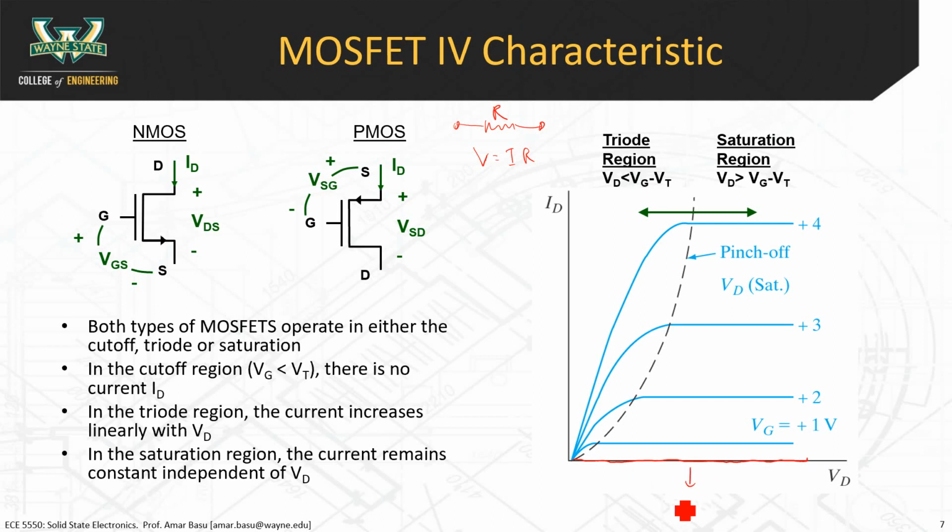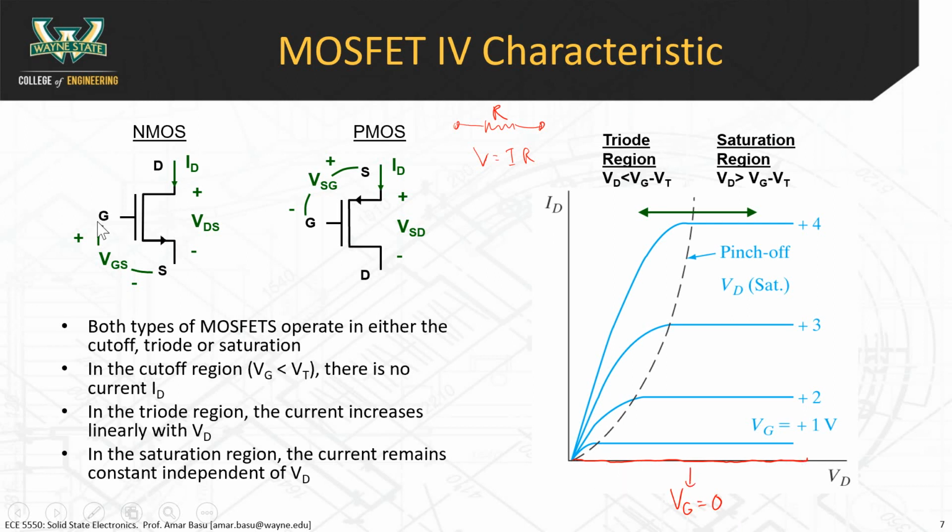This red line represents VGS, the gate to source voltage, equals 0 for an NMOS device. When the gate to source voltage is 0, as I mentioned, the transistor is off, so there's no current between the drain and the source. That's what's being shown on the y-axis, which is the drain to source current. So when you have a gate voltage of 0, the drain current is 0 like this.